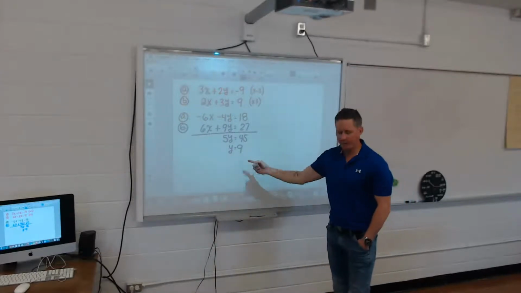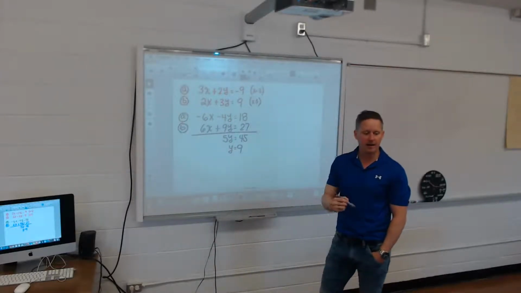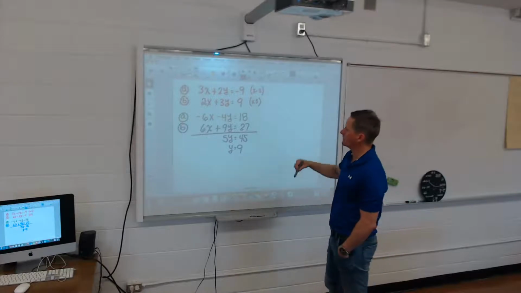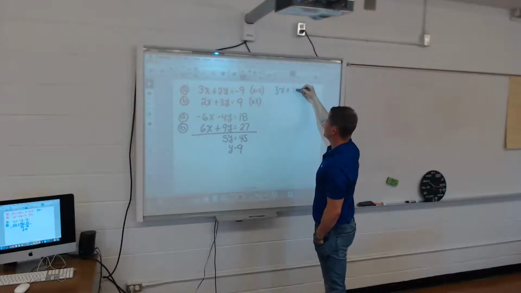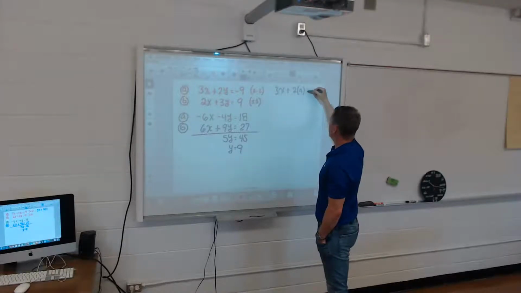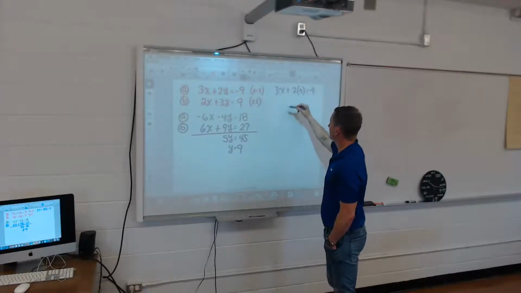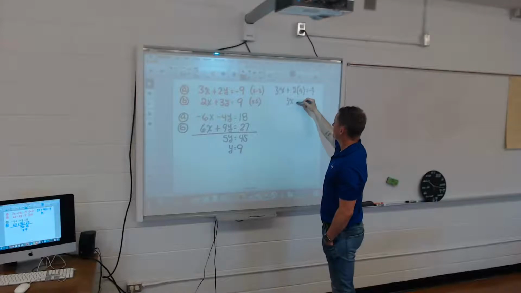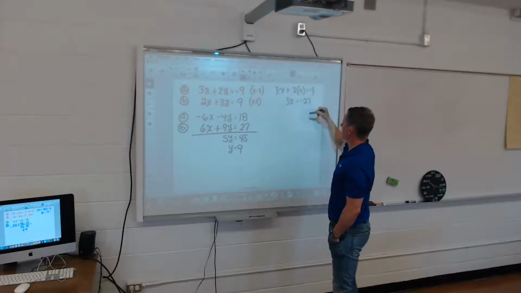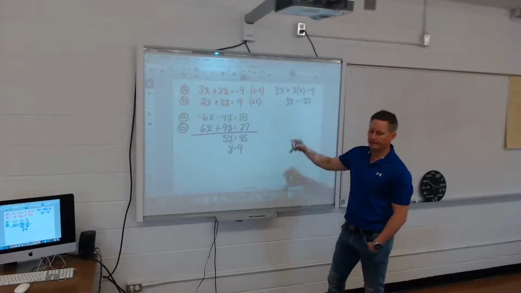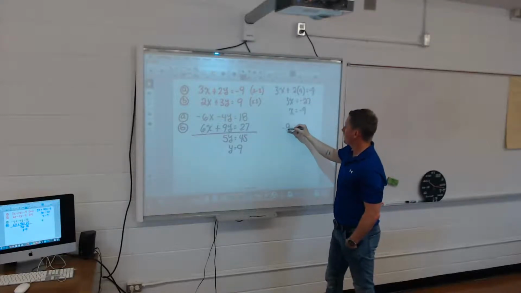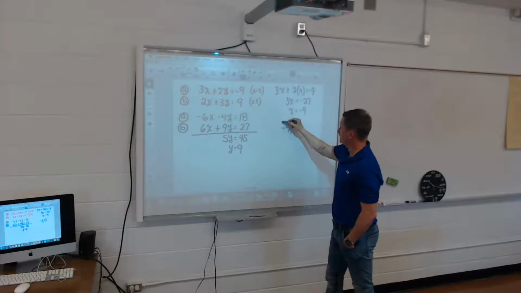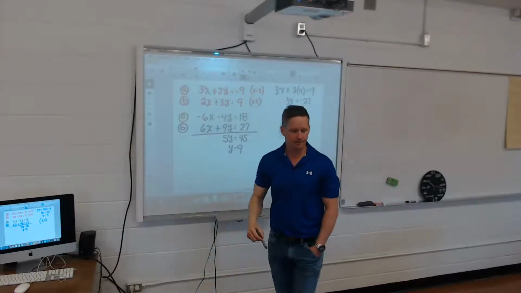So now that I have my y value, I need to find out what the x value of the coordinate is. So 3x plus 2 times 9 equals negative 9. 3x equals negative 27. I'm going to subtract 18 to this side. X is equal to negative 9. Negative 9 and 9 are my coordinates.